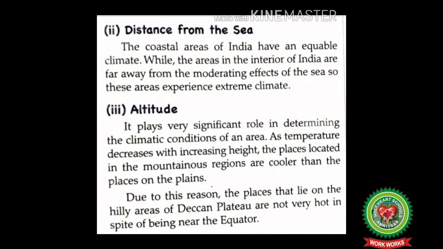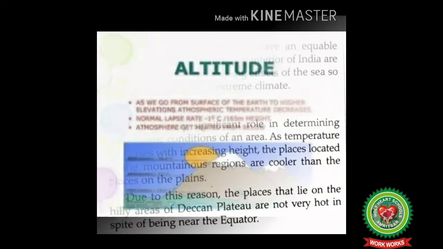Next is altitude. It plays a very significant, means important, role in determining the climatic conditions of an area. As temperature decreases with increasing height, the places located in the mountainous region are cooler than the places of the plains. Due to this reason, the places that lie on the hilly areas of the Deccan Plateau are not very hot in spite of being near the equator. Let's understand through the diagram.